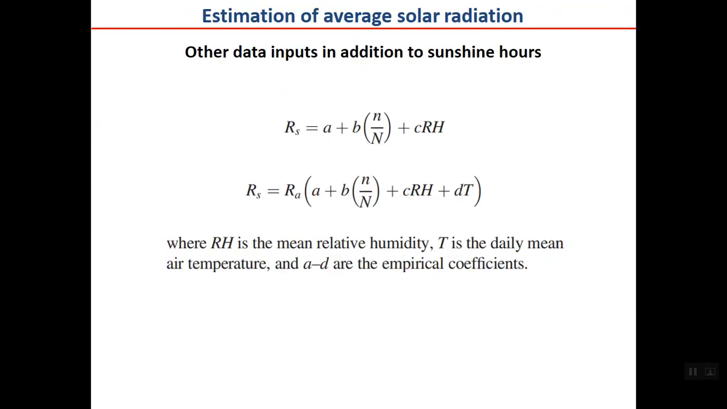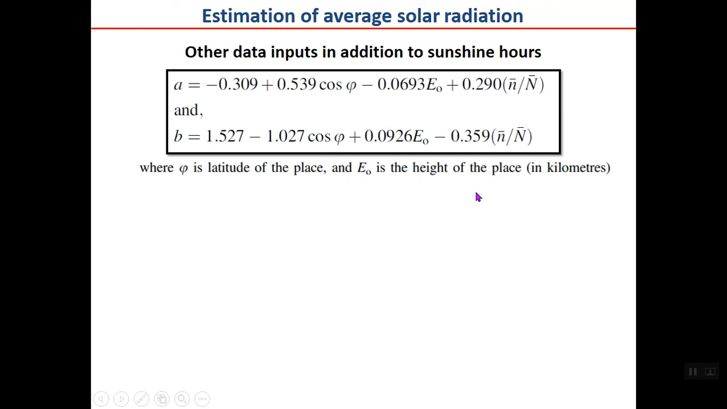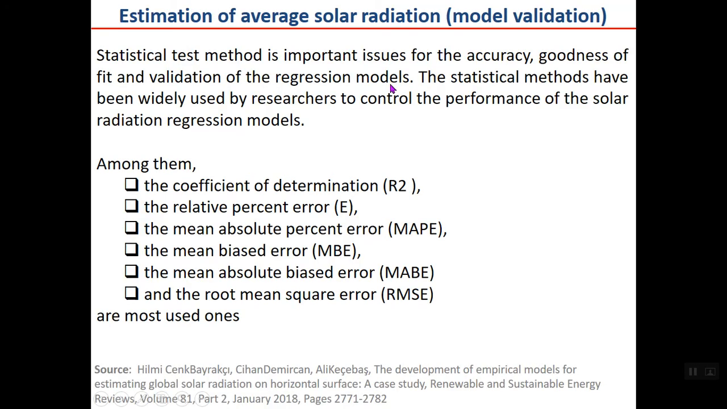Other data inputs in addition to the sunshine hours may be used. For example, it may be a function of relative humidity in addition to the n over N parameter, or even temperature. Even the shape of the equation may be different. For example, you can see here that this is another form of the equation. The latitude of the location, the elevation of the location, and n over N may be used to calculate A and B.